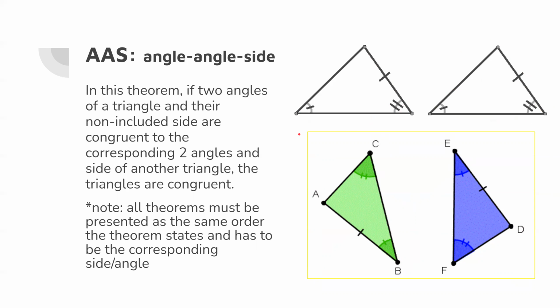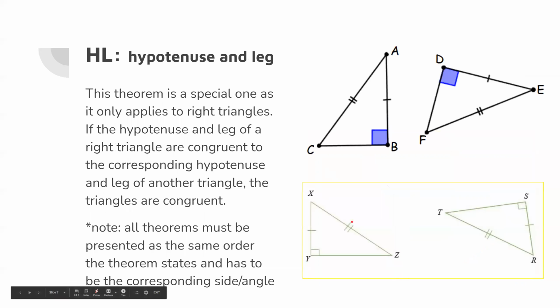Can you figure out if the two triangles in the highlighted box are congruent with the AAS theorem? I'll give you 5 seconds. If you got yes, then that is correct, because if you can see here, B is congruent to E, C is congruent to F, the angles, and then AB is congruent to DE, and that's AAS.